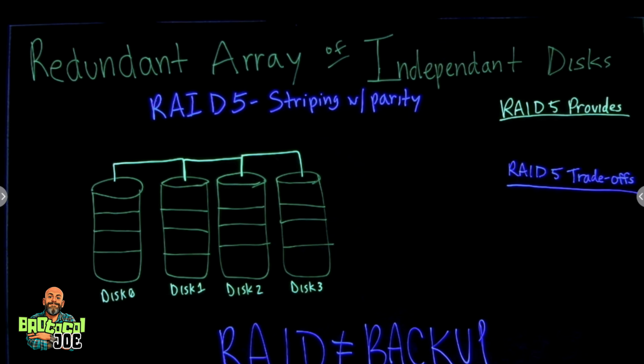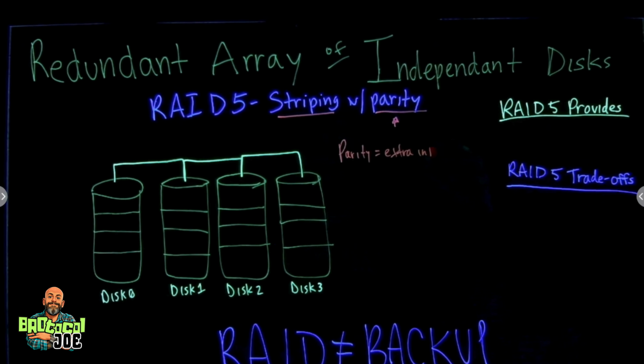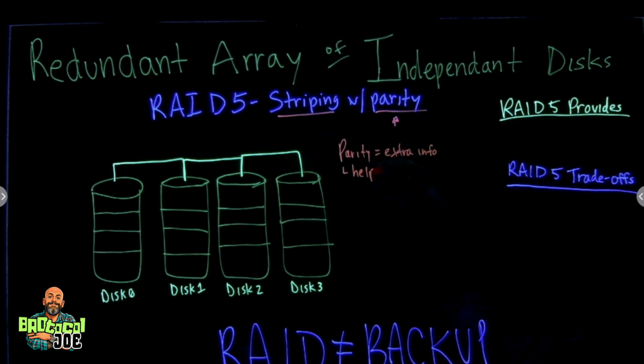Alright, RAID 5 is striping with parity. It sounds more difficult than it is, but it's really not a whole lot of new information. It's just really that one parity piece. Because RAID 5, that's the only difference, is it uses something called parity. So what is parity? Parity in essence is extra information. It's just extra information that helps rebuild drives.